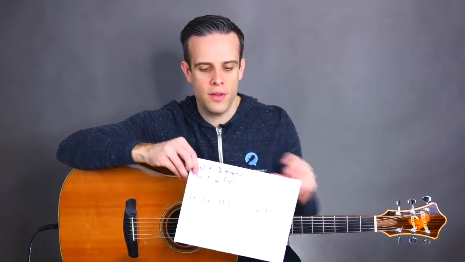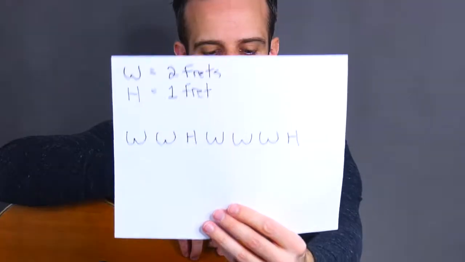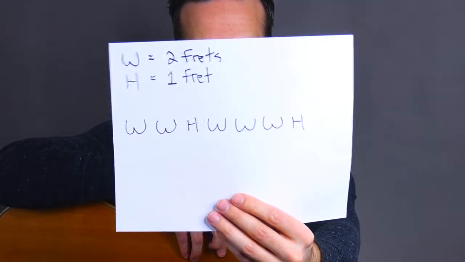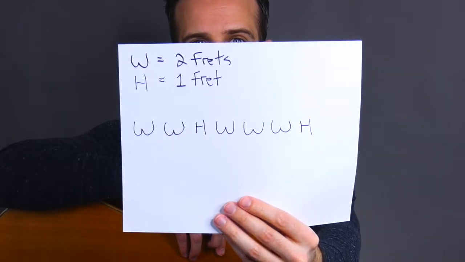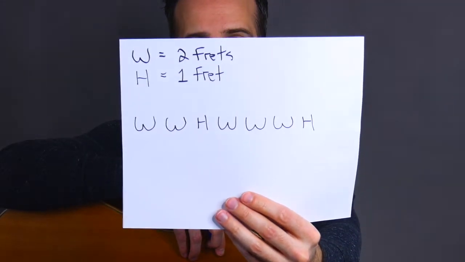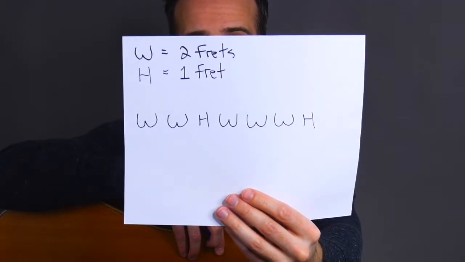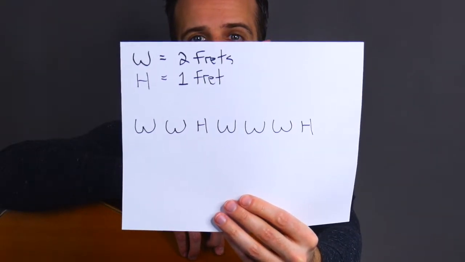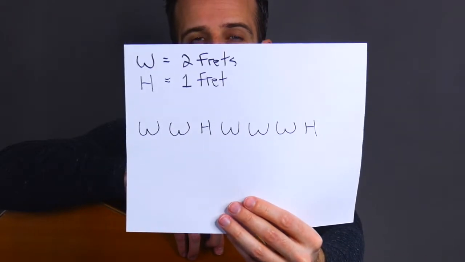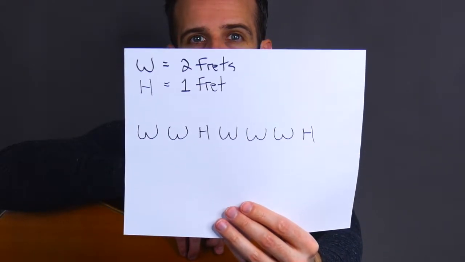So I've got a piece of paper here to kind of help us out. Now we need to understand this. Hopefully you can see that. Whole step equals 2 frets. A half step equals 1 fret. So you're really going to want to remember that. A whole step equals 2 frets, half step equals 1 fret.